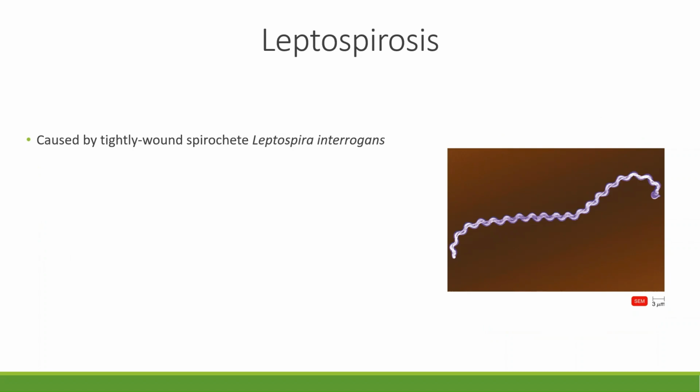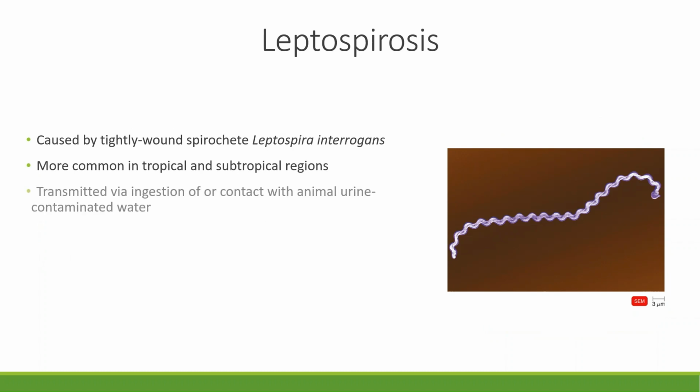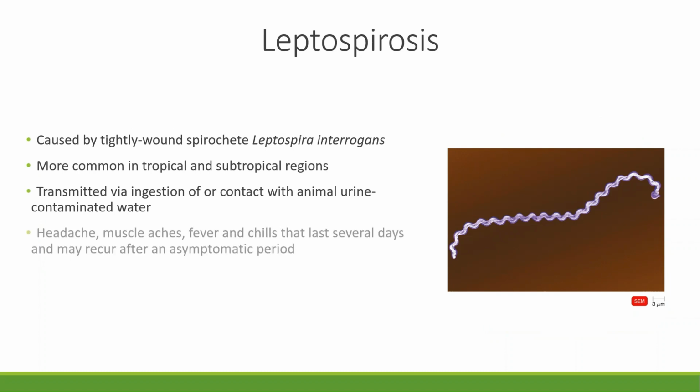Leptospirosis is caused by Leptospira interrogans. This is a spirochete, as you can see in the image, a type of bacteria with a tightly wound spiral shape, and that helps it move through tissues and fluids. This is found mostly in tropical or subtropical environments, and it spreads through contact with contaminated water, usually from animal urine, especially in places with poor sanitation or after heavy rainfall. People can get infected by drinking, swimming, or even walking through contaminated water with open cuts or mucous membrane exposure.